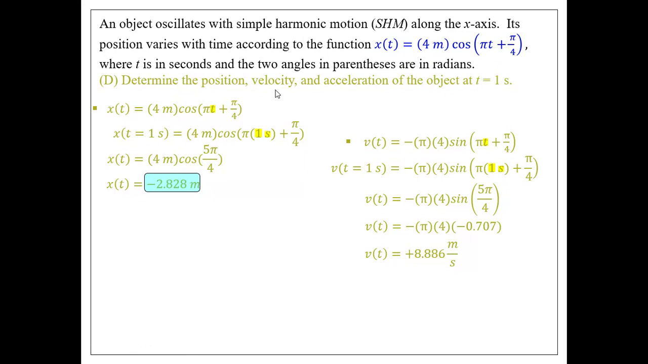So in this case, at 1 second, the object is moving to the right because it's positive, at a rate of 8.886 meters per second, okay? If it asks for speed, just leave the positive sign out.